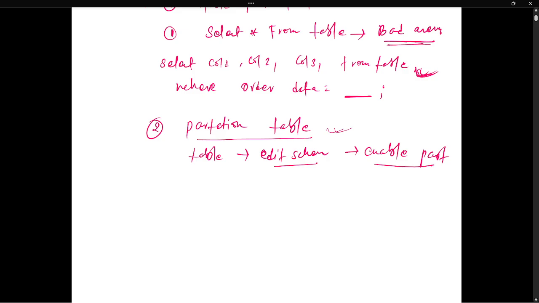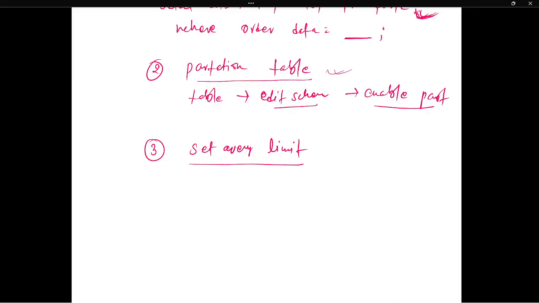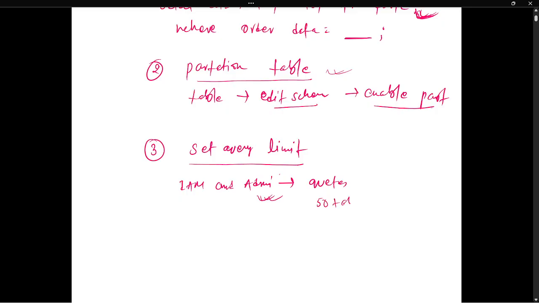What is the third fix you can apply? The third fix is to set the query limit. How to do that? Go to IAM, then IAM and admin, then Quotas. Then limit query usage per user. From there you can set the limit, like a user can use only 50 TB of scan, something like that.